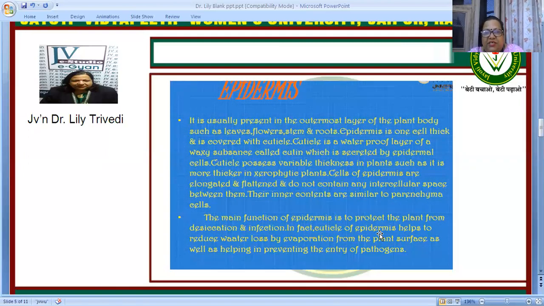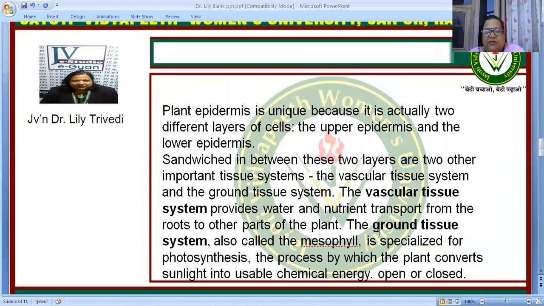So, main function of epidermis is to protect the plant. From what? From desiccation and infection. It also reduces water loss due to the presence of cuticle. Now, sandwiched in between the two layers of epidermis in plants, especially in the leaf where upper and lower epidermis is there, what is present? The vascular tissue system and the ground tissue system.